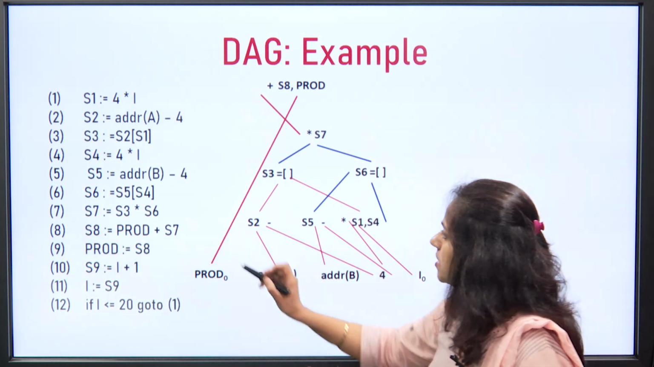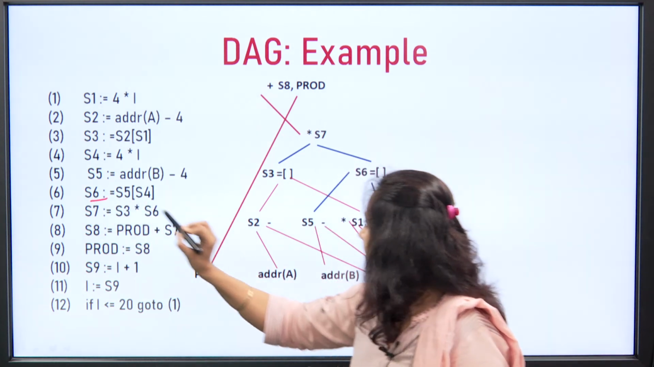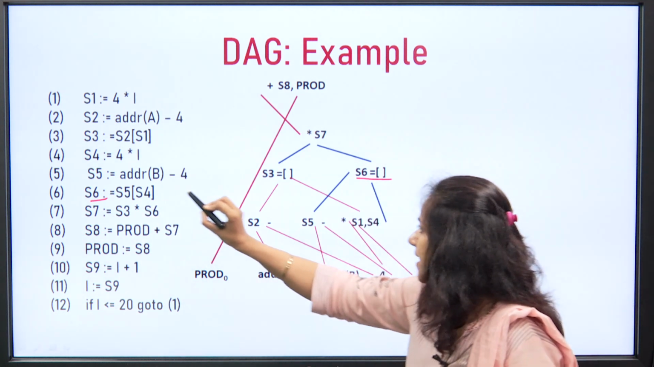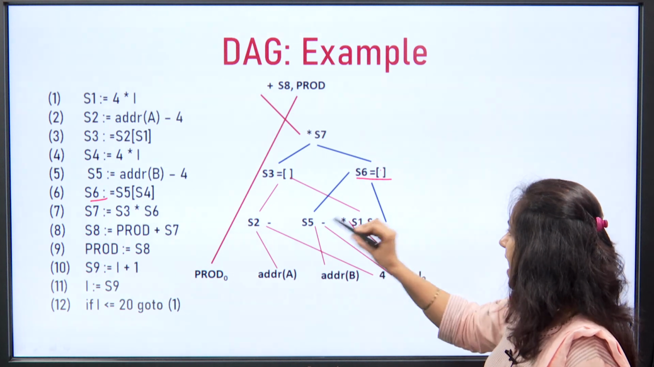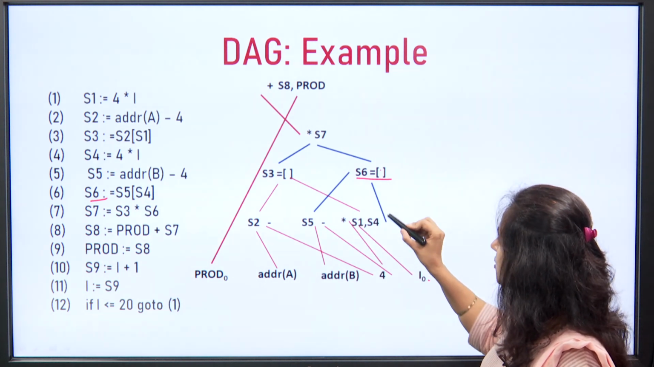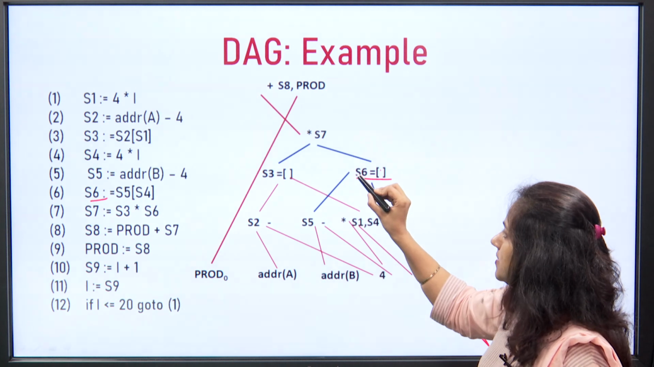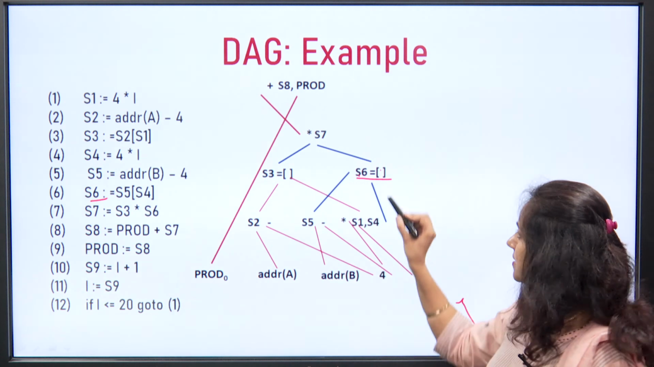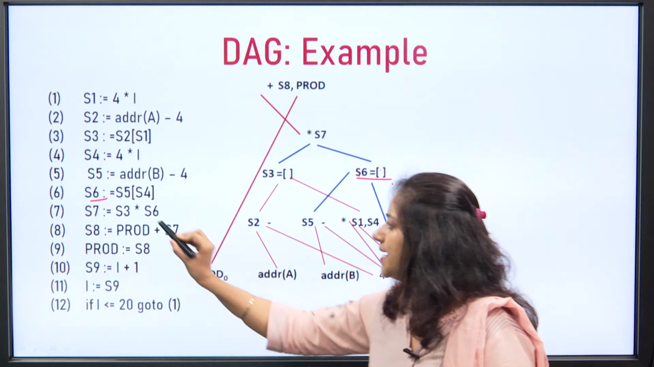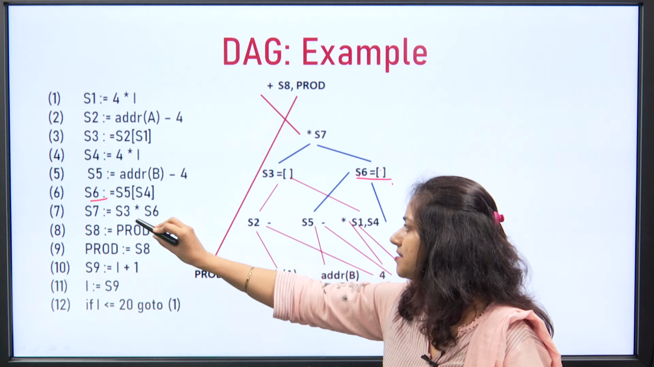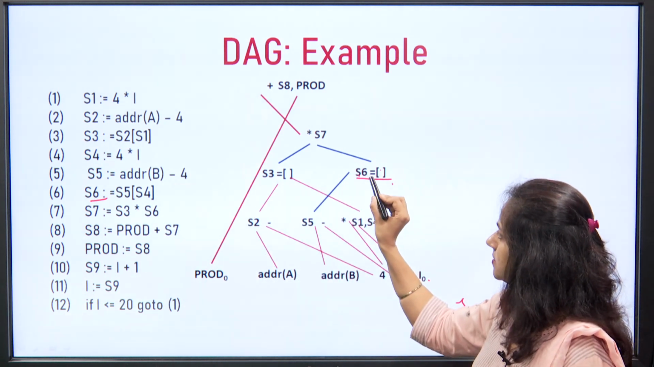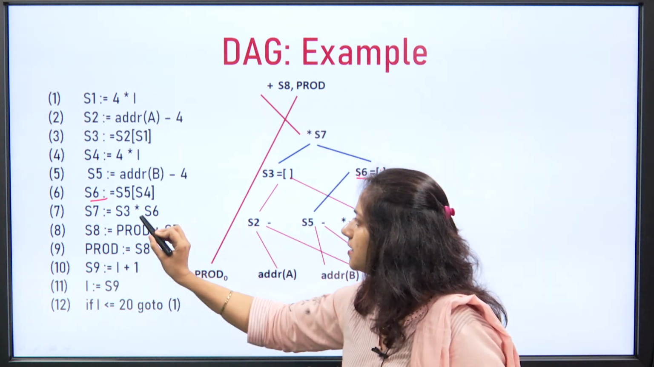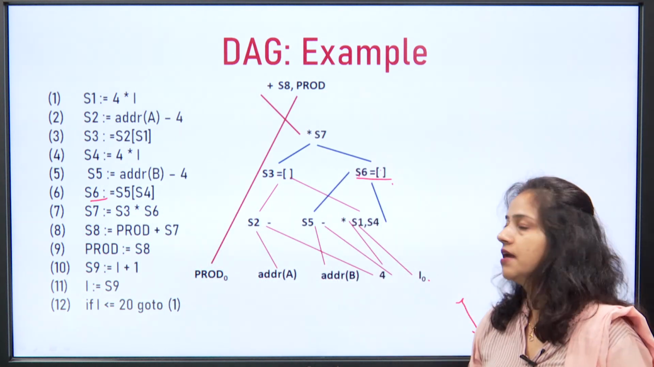Now, next statement is S6. S6 is like this, that is S5 and S4. So, this is S5, the array, and its index is S4, it will come over here, and this is assigned to S6. So, here we can write S6, and this is the operator that we have. Now, next is to do the multiplication of S3 and S6. So, this is S6 and this is S3, they will be multiplied and the result is in S7. So, here we can write S7.